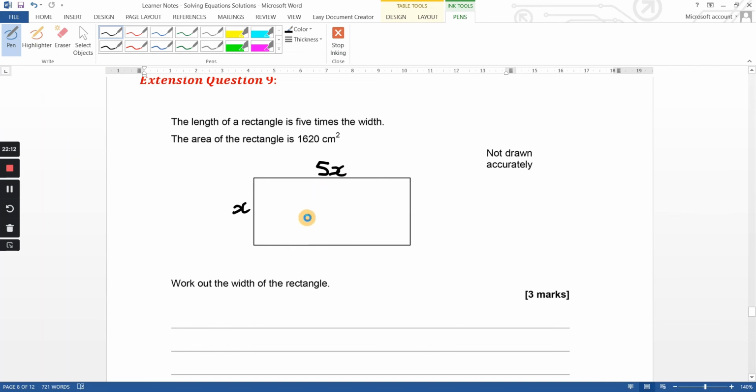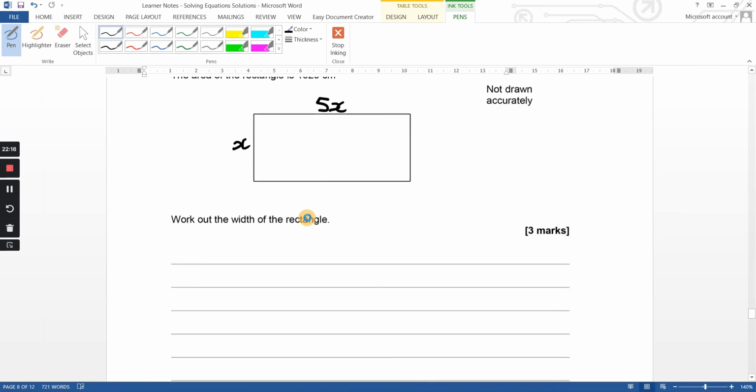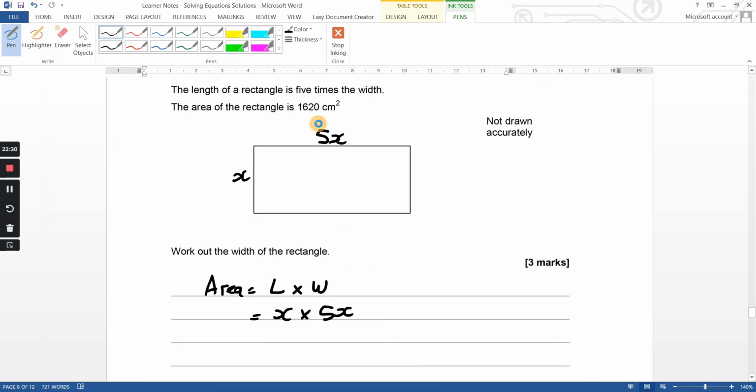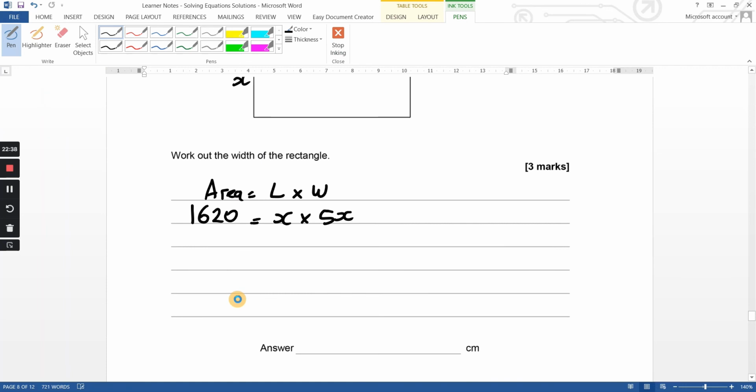Fill in the blanks. And now, how do we work out area? Area of the rectangle is, let's write this down, length times width. So that's x times 5x. What did I say the area was? Let's write it down on here. 1,620. That goes on that side. Let's simplify this.